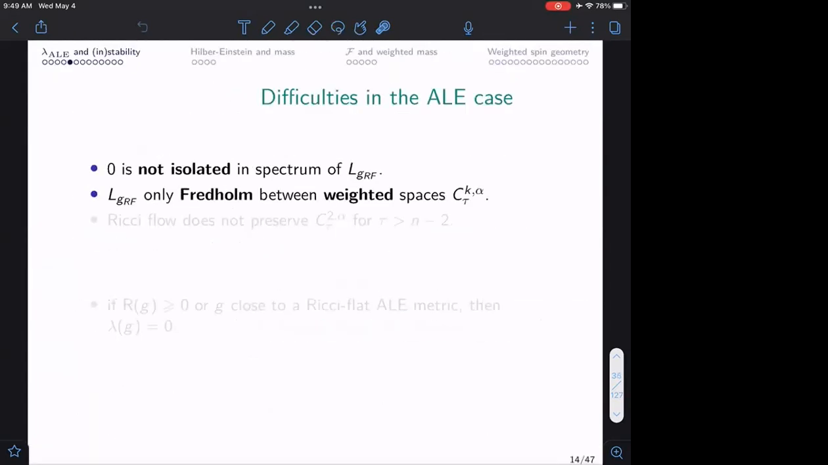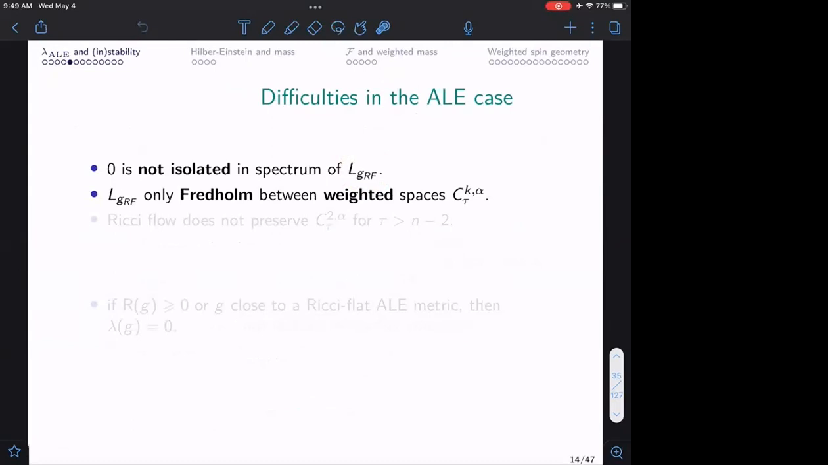OK, so let me talk about some difficulties of the non-compact case. The first thing is that for the linearization, zero is not isolated in the spectrum, meaning that you will never have exponential convergence back to Ricci-flat metrics. You will not have your optimal exponent in your Łojasiewicz inequalities, et cetera. And so this is a problem. This makes stability much harder to detect.